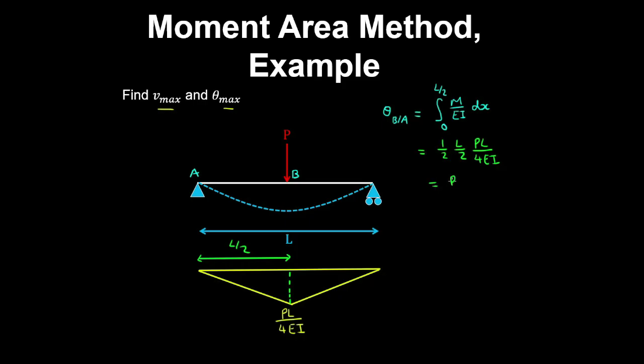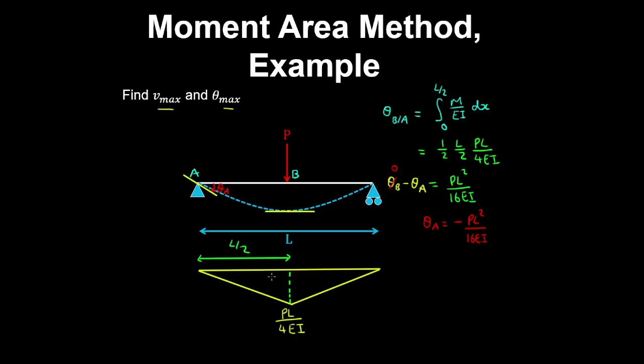So that gives PL squared on 16 EI. And as we know, that's theta B minus theta A. And we know that by symmetry of the beam, the slope of the tangent to the curve is 0 at B, and the slope of the tangent to the curve at A is negative. So that means if this is 0, then this equation here gives theta A is minus PL squared on 16 EI. And as expected, theta is clockwise at A.